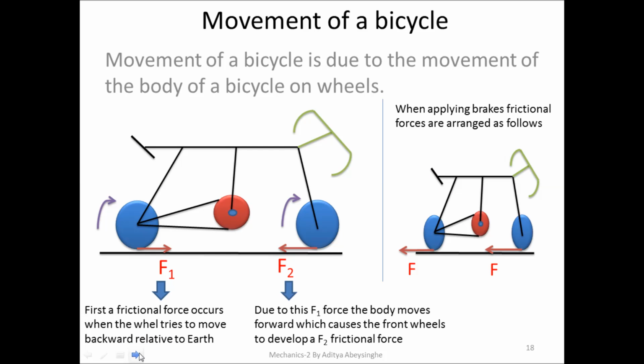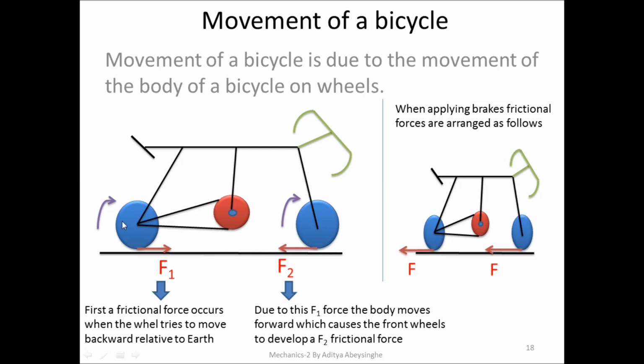Another application, and the final application that I'll be talking about in this video, is the movement of a bicycle. When a bicycle is moving in some direction, the wheel should turn in this direction like this. So this wheel makes a friction in this direction, and this wheel makes a friction in this direction. First, a friction occurs when the wheel tries to move backward relative to the earth. So the wheel tries to move backward relative to the earth here, and the friction is in this direction.